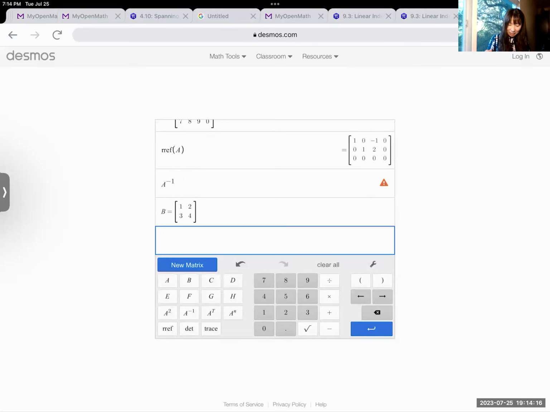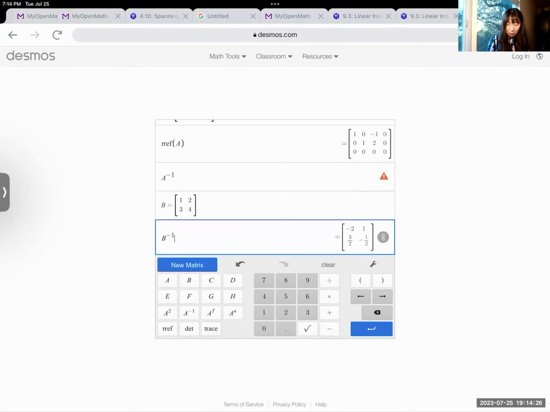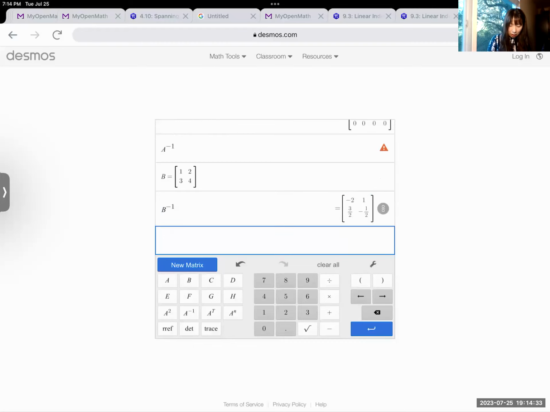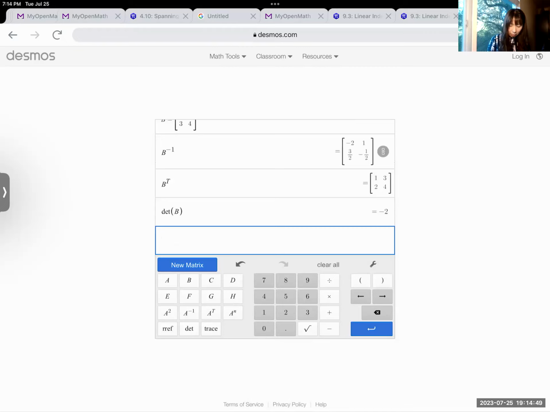Okay, so then inverse of B. So if we can make a fraction form like that, okay, transpose B is a transpose. Yeah, we have that. And determinant, we can have a determinant of B. And B squared, we can have that.